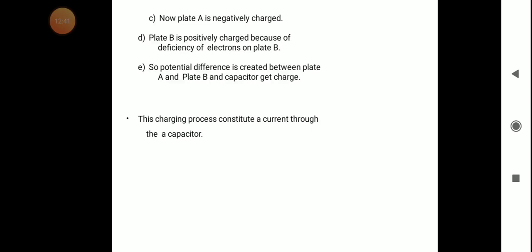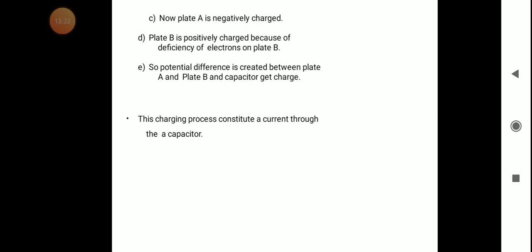Now plate A is negatively charged. Since plate A is negatively charged, plate B is positively charged because of a deficiency of electrons on plate B. The negatively charged electrons on plate A oppose the electrons on the positive plate. So plate B does not have any electrons. Plate B is positively charged because of the deficiency of electrons on plate B.